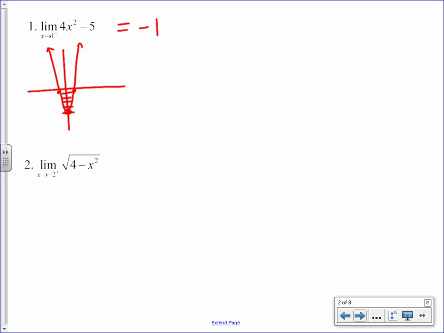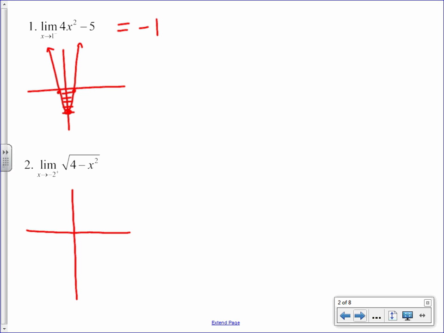This is interesting. The limit as x approaches negative 2 from the right side of the square root of 4 minus x squared. What does this graph look like? Put it in a calculator if you don't know what it is. That's the difference of squares right there, plus or minus, so that doesn't do any good for us.